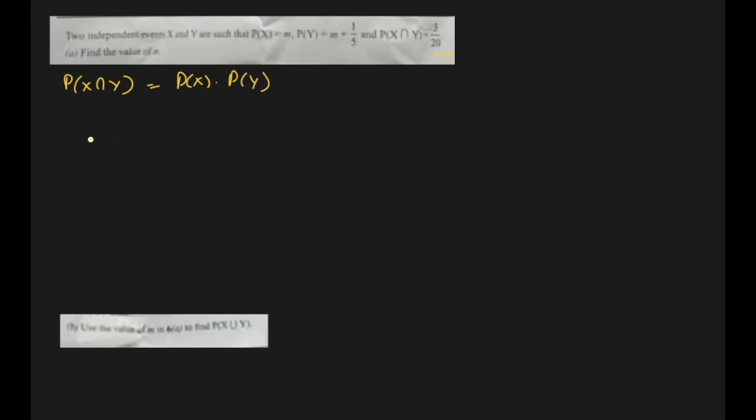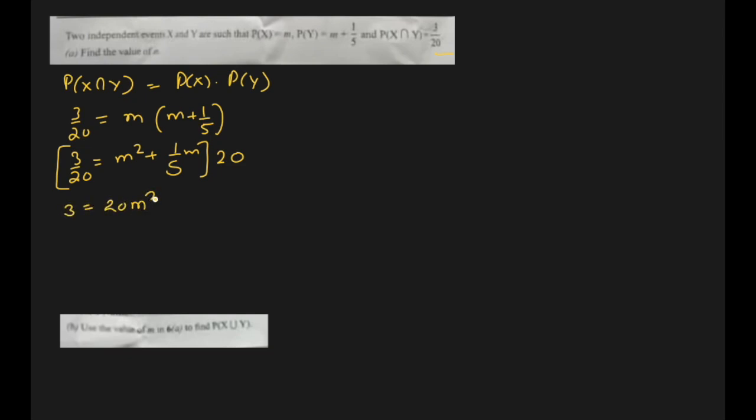And they have given their intersection is 3 over 20, which is equal to m multiplied by (m plus 1 over 5). Let's open this bracket first. 3 over 20 equals m squared plus 1 over 5 m. Let's get rid of the denominators by multiplying the whole equation by 20. So 20 and 20 cancel, just 3 on the left side. It will be 20m squared plus 4m, as 5 and 20 cancel. Now it becomes a quadratic equation with these terms.